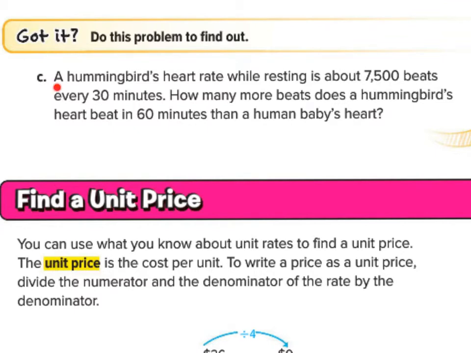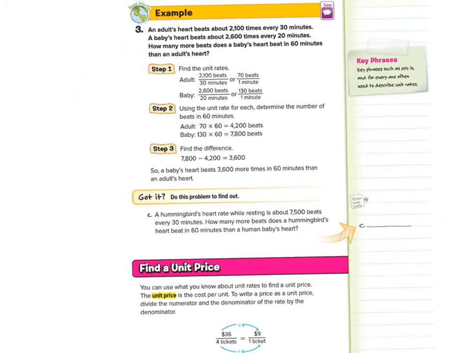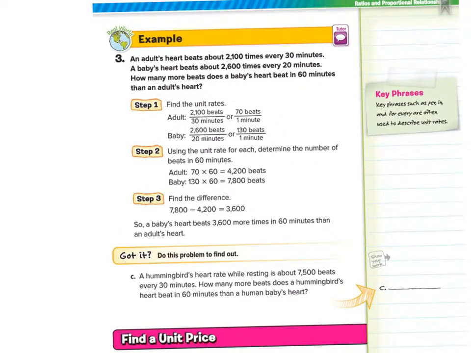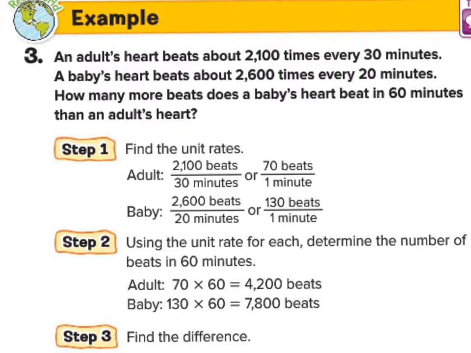Okay, let's try it. A hummingbird's heart rate while resting is about 7,500 beats every 30 minutes, so every half an hour. How many more beats does a hummingbird's heart beat in 60 minutes than a human baby's heart? So we must have a graph. Where's our graph? Oh, here is the information. We're going to have to use the information that we gather from here. An adult's heart. Okay, so we're going to compare those.